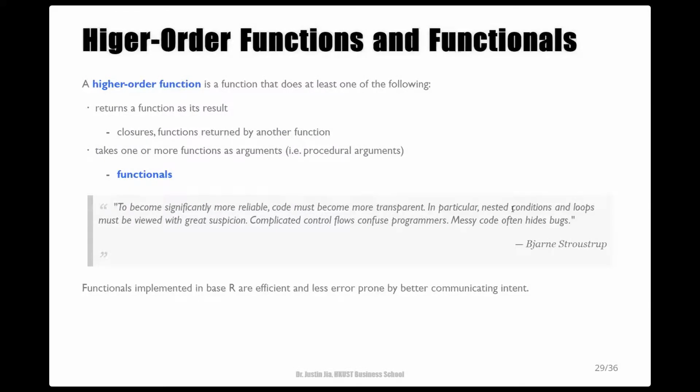After learning both function closures and loop functions in R, perhaps it is a good place to summarize an important feature in R or in any functional programming language. That is the use of higher order functions. A higher order function is a function that does at least one of the following. It can be a function that returns a function as its result, like what we've seen in examples of function closures or function factories. It can also be a function that takes one or more functions as its arguments.